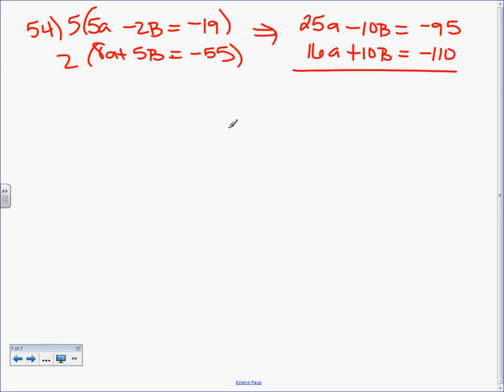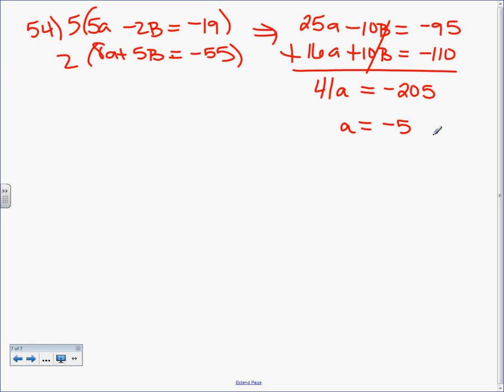I'm not going to judge you. So we want the B's to eliminate. That was the point, right? Am I going to add or subtract? Opposite, add. Add, okay. So what's 25 and 16? We got 41A. Those really do eliminate, just check that they do. And what's it equal to? Get your calculator out. Negative 205. And so what's A then?